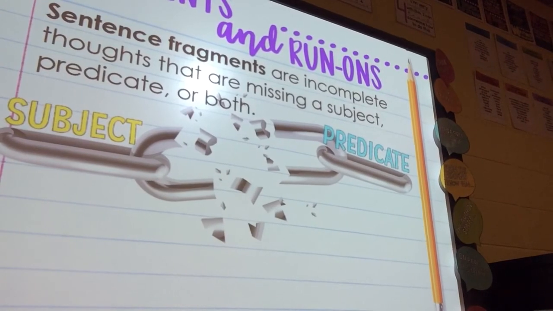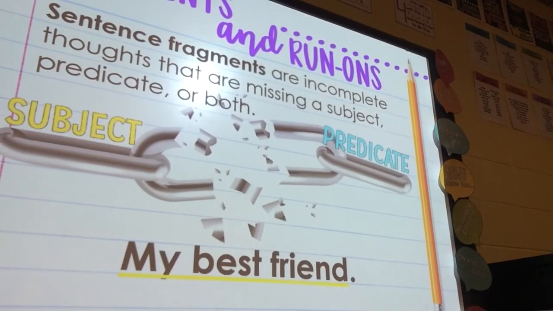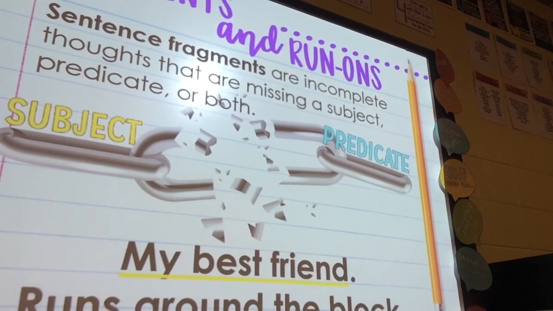Here's an example for you. My best friend. My best friend what? I don't know, because the rest of the sentence is missing. Here's another example. Runs around the block. Who runs around the block? My best friend runs around the block. That's a good guess, Bryson, and that's what we're going to do. When we get back from lunch, we're going to correct these fragments, and one way to do that, like Bryson just mentioned, is to join the two sentences. And we can fix the chain.